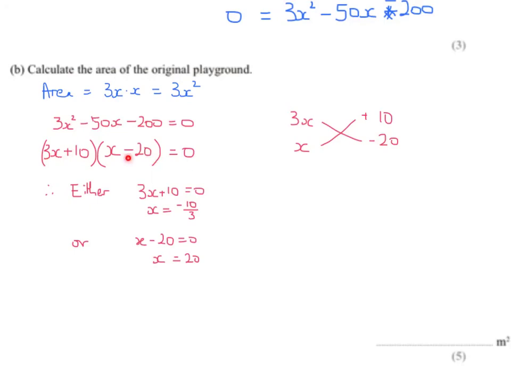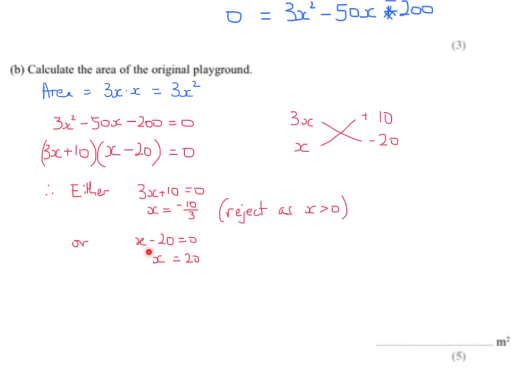Two things multiplied together equal 0. One of them must be 0. So either 3x plus 10 equals 0, so x is minus 10 over 3, or the other bracket, x minus 20 equals 0, so x equals 20. Clearly we now need to think about what x means. x cannot be negative, so we can reject this answer, because x is a length, so it must be bigger than 0. So we can write reject this answer. So we've got the answer, x equals 20.